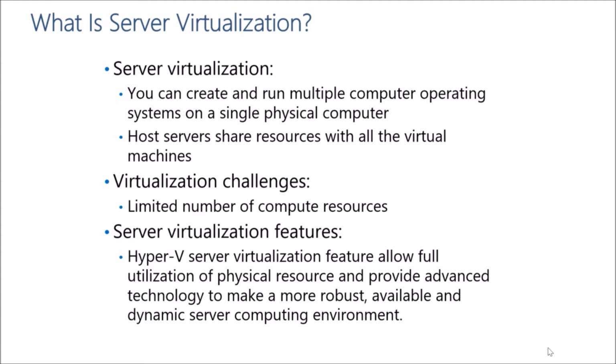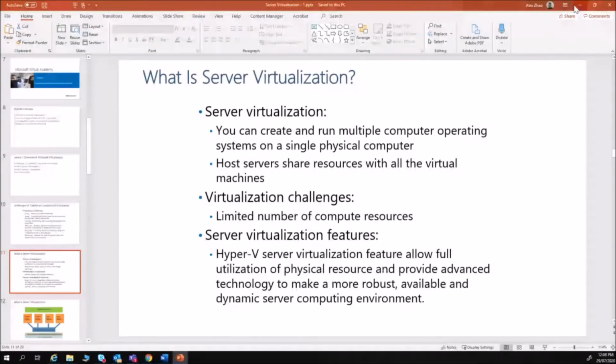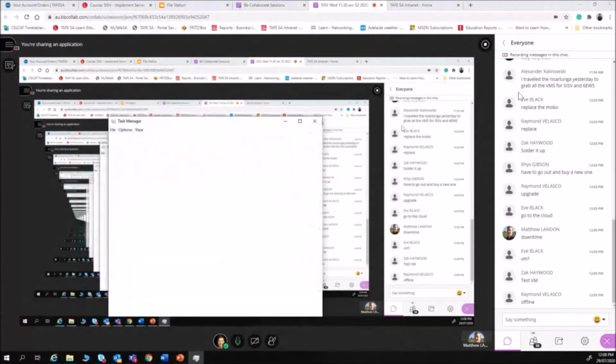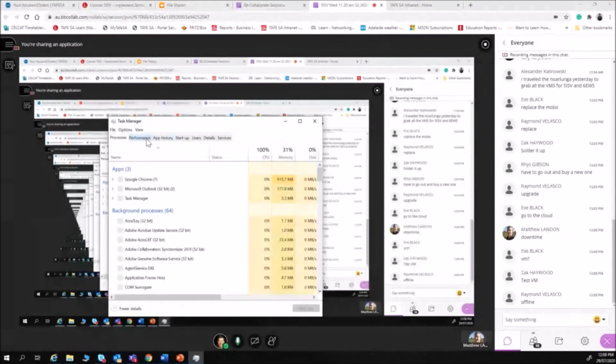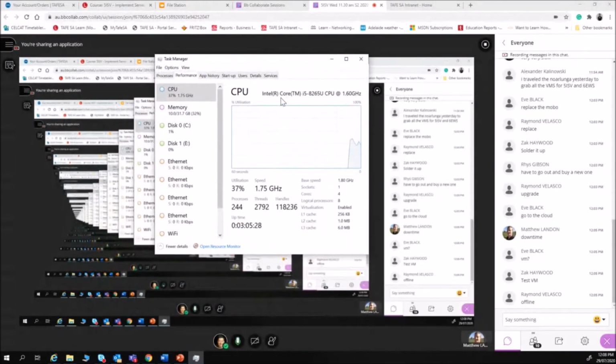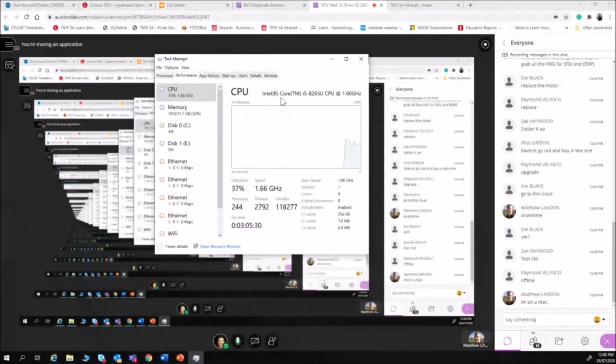Each and every one of you, look at your computer right now. So on my computer right now, if I press Control-Shift-Escape and I click on performance, you've all done this before. What am I doing on my computer? I've got a couple of documents open.